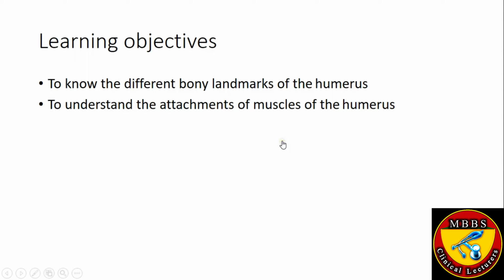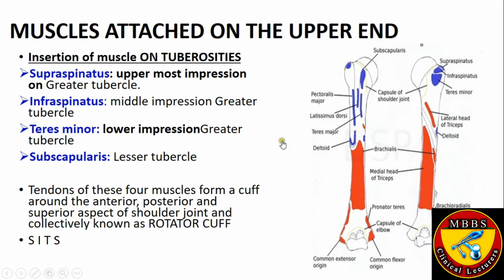We have gone through the osteology of the humerus. So today we will discuss the attachment of the muscles on the humerus. Bony landmarks we have already done. Now, as you know, the humerus bone is a long bone. It has got the upper end, lower end, and a shaft. So the different muscles are attached on the different parts of the bone. So we will start from the upper end.